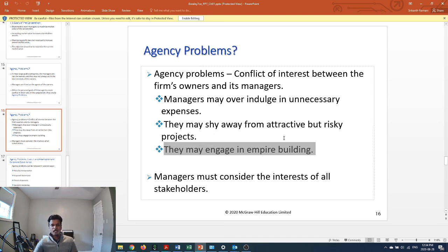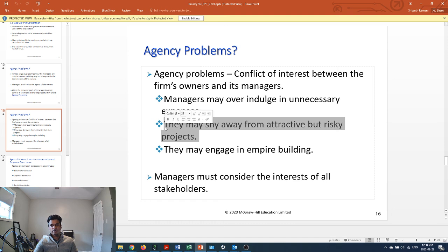The other problem is they may shy away from attractive but risky projects. At the end of the day, the CEO has to take some risk, innovate, expand in certain areas, and try to compete really well. The other option is, if the firm is doing well, the CEO can just sit in the chair and coast, not really do anything, collect a fat salary check. Whereas the shareholders want the CEO to actually work for them, not just sit and cruise.